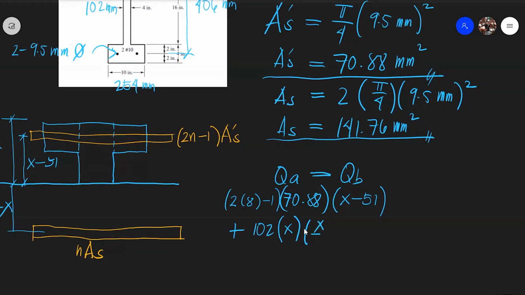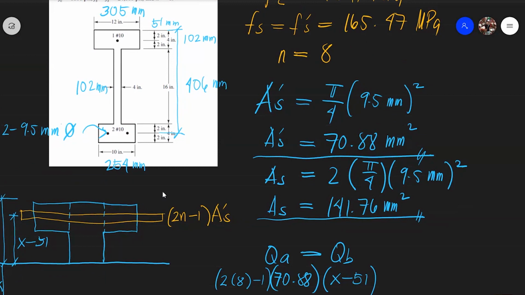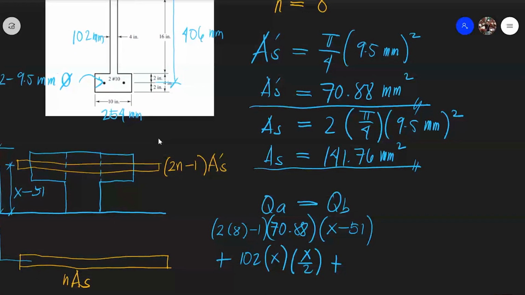Plus, again, the area of this part plus the area of this part, with the width. The width of the flange is 305. We get this width plus this width. To do that, we take the total width of the flange and subtract the width of the web to get this distance.